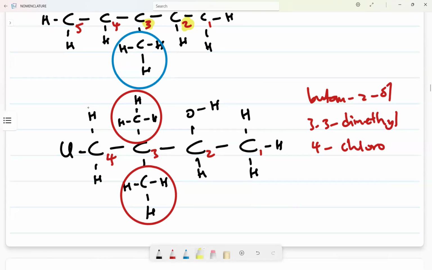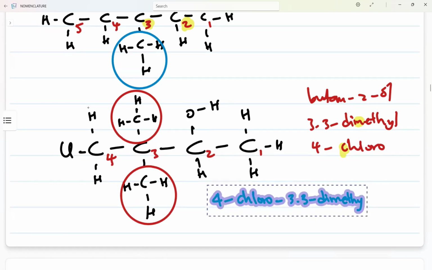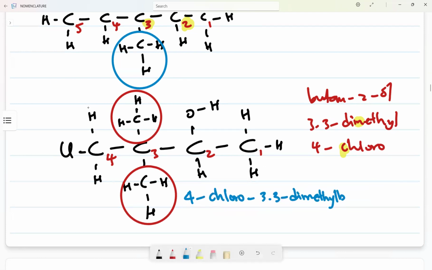So the di, we do not count it as an alphabet. Yes, it is an alphabet, but we do not consider it because it just tells you there are two of them. We'll start here. This is M. You compare between M and C. Okay, C comes before M. So I'll start with this one. You'll say it is 4-fluoro, 3,3-dimethylbutan-2-ol.